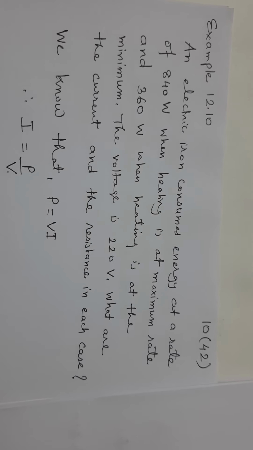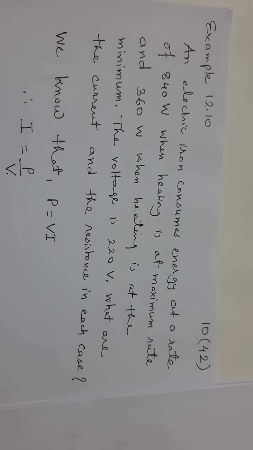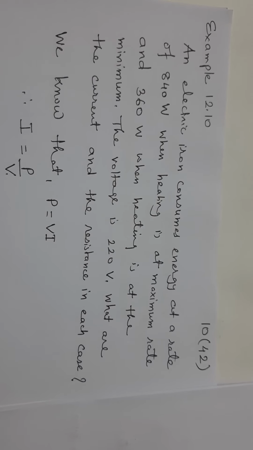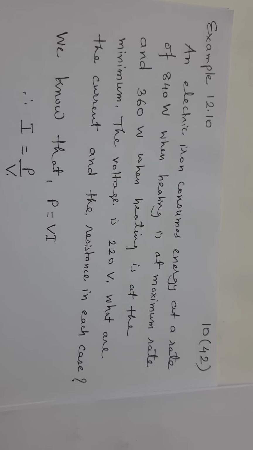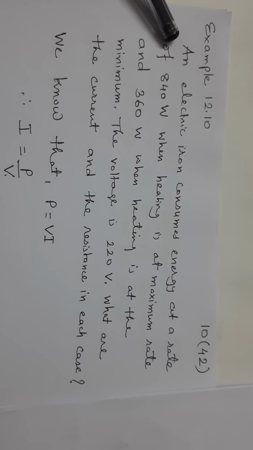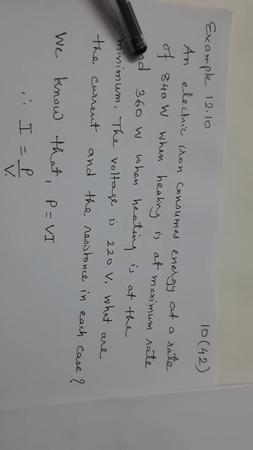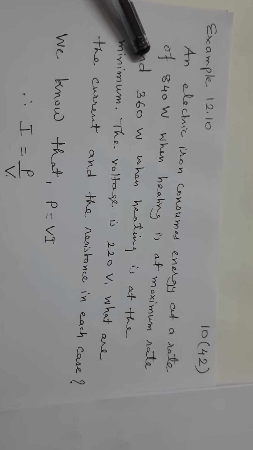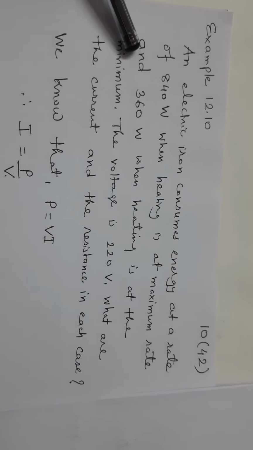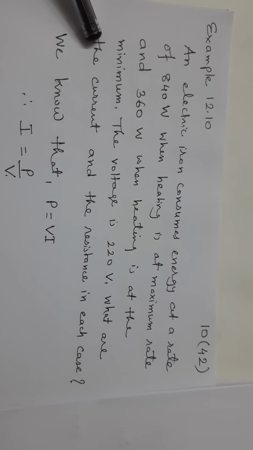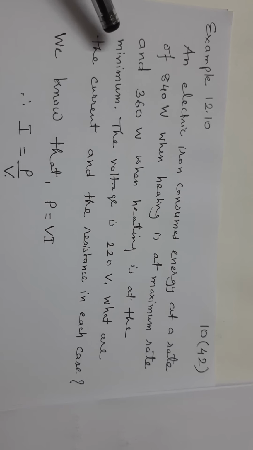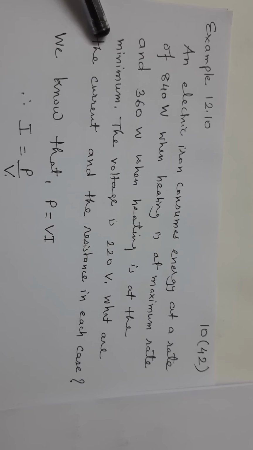Based on that we have a sum. That sum I have taken from the example only, that is example 12.10. It has already been done in the textbook; I am trying to explain the same. An electric iron consumes energy at the rate of 840 watt when heating is at maximum rate and 360 watt when heating is at the minimum. The voltage supply is 220 volt. What are the current and the resistance in each case?